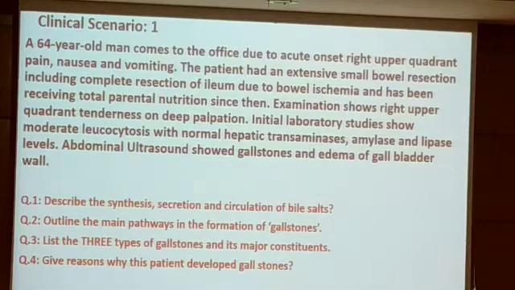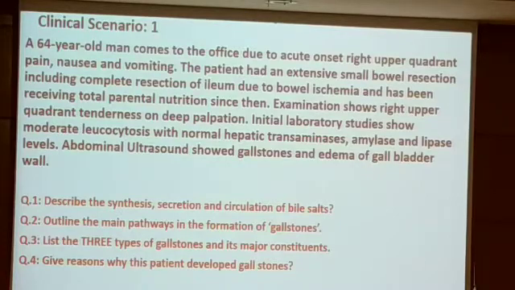Clear? Everybody is clear with this concept? Because this is the main mechanism, and that's why you would see that patients around 40 years old, female, fertile, fatty, who have high cholesterol levels, are much more prone to cholesterol stone formation. Okay? Clear? Next group. Group number 2.